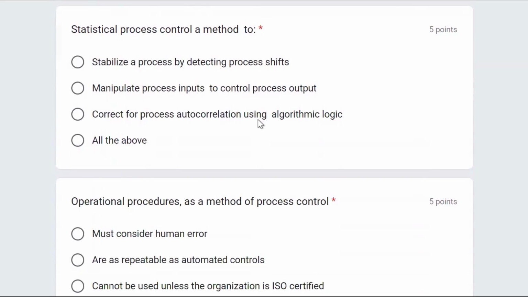Okay, statistical process control, a method to stabilize a process by detecting the process shift, right? Manipulate the process input? No. Correct for process autocorrelations using algorithm? No. So establish, because control chart is mainly used to establish whether the process is stable or not. If stable, we can use the control chart. Process capability is to check whether the process is capable or not capable.